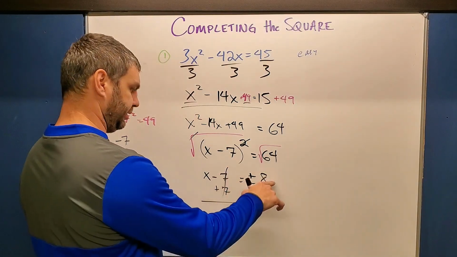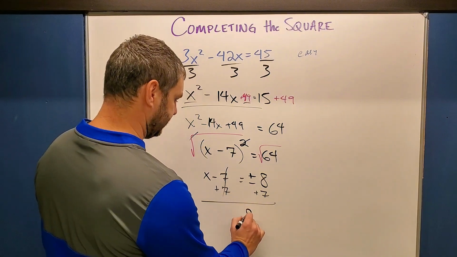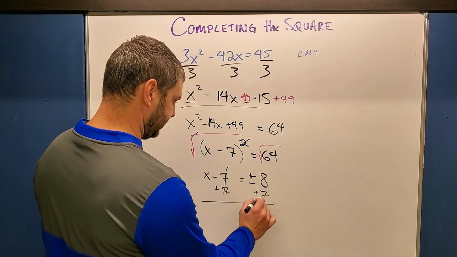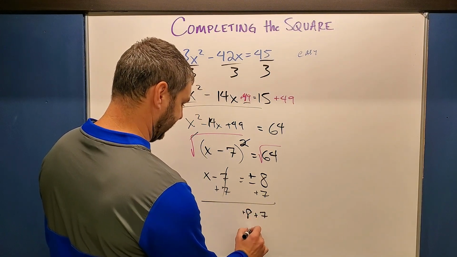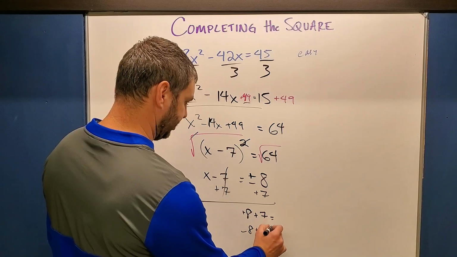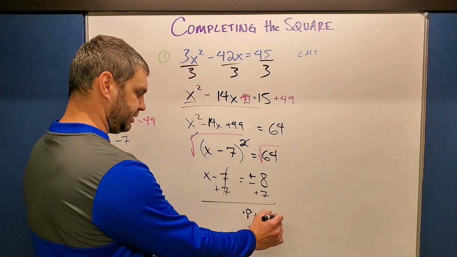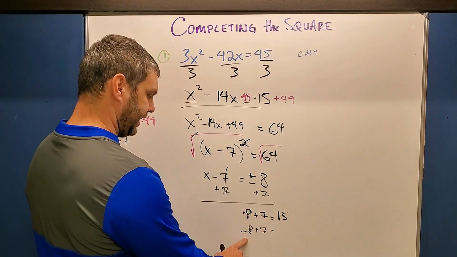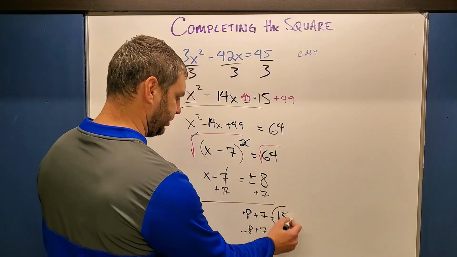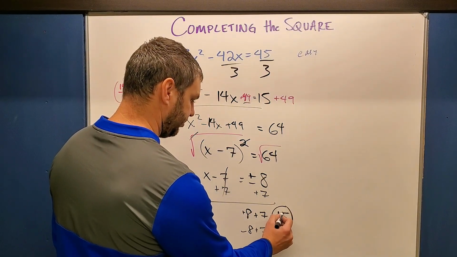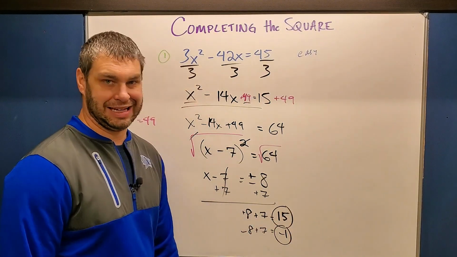And typically what you want to do is take this 8 and do plus 8 plus 7, and minus 8 plus 7. You can think of them as 2 different problems here. 8 plus 7, of course, is 15. Negative 8 plus 7 is negative 1. So my 2 answers for this problem are going to be positive 15 and negative 1.